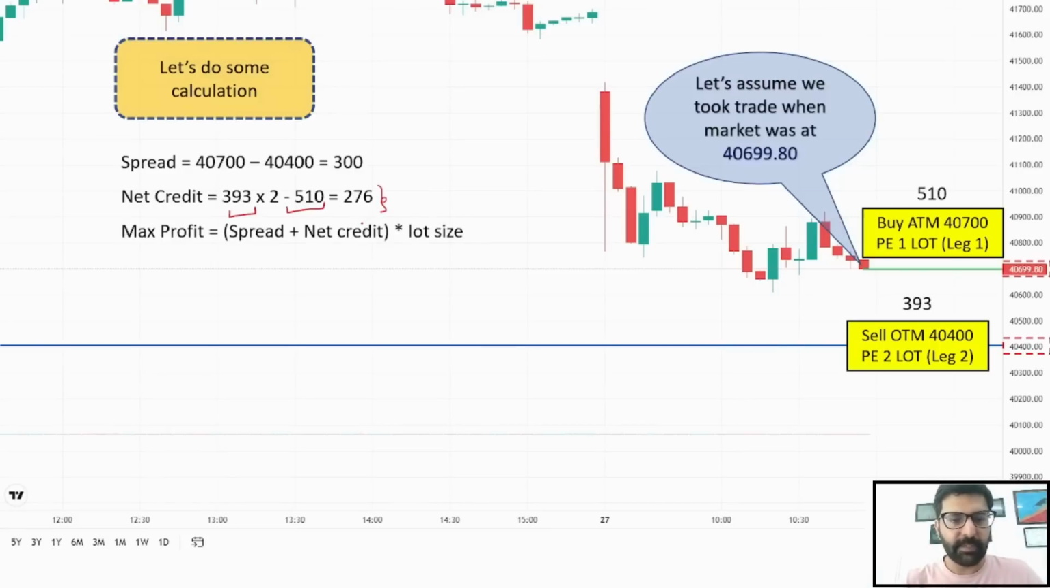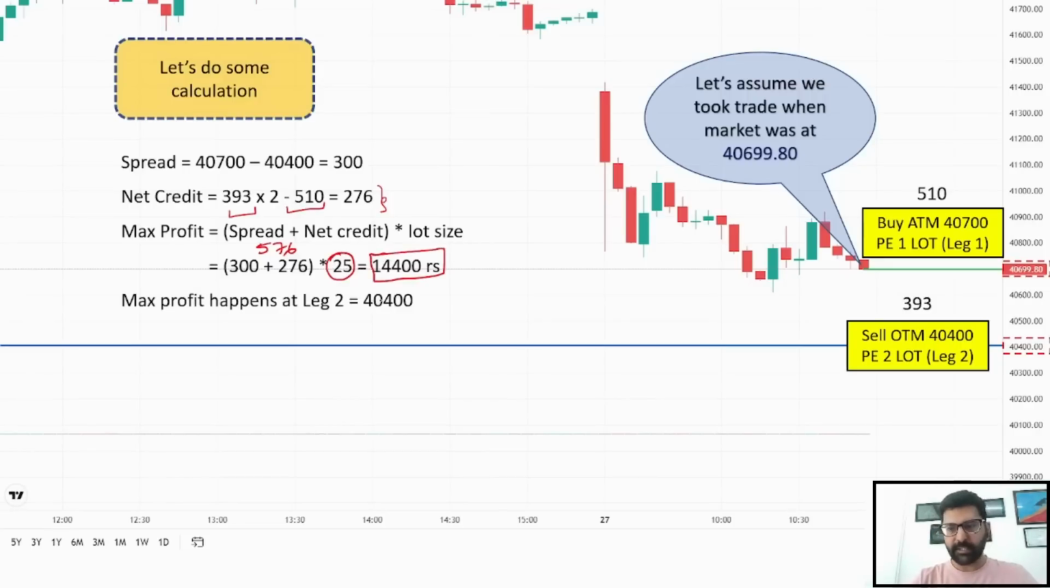The max profit formula is spread plus net credit into the lot size. So the max profit comes out to 576 points, and we multiply it by the lot size. So max profit comes out to 14,400. Okay. And where does the max profit happen? Max profit is happening at this stage.